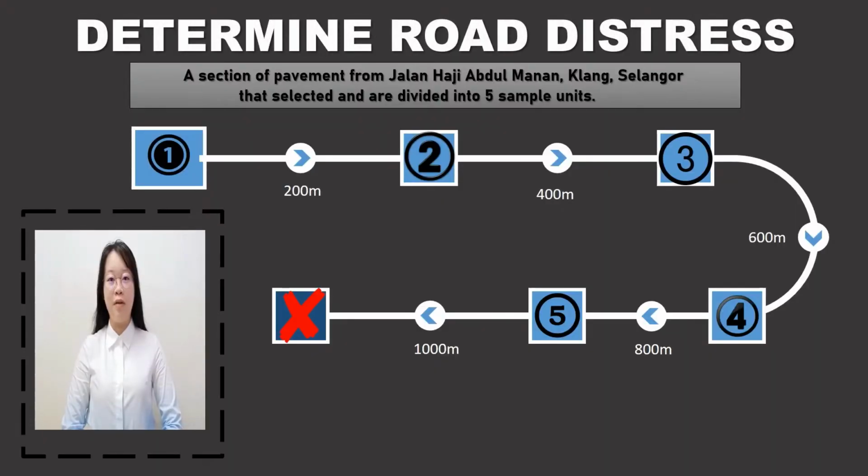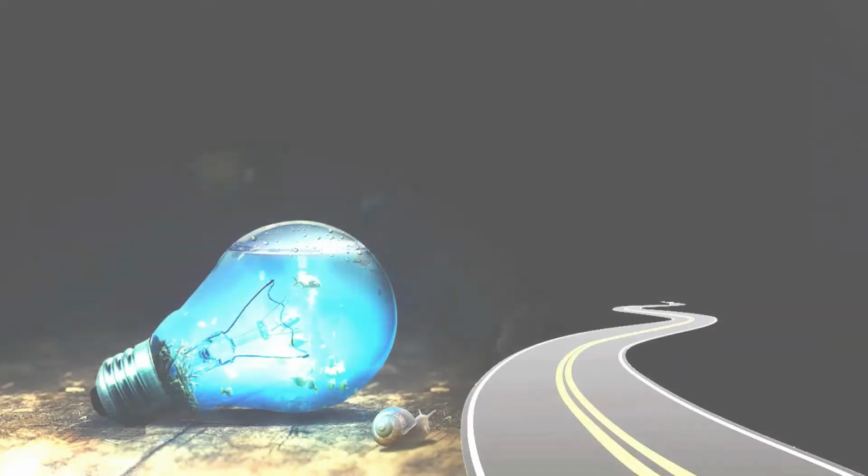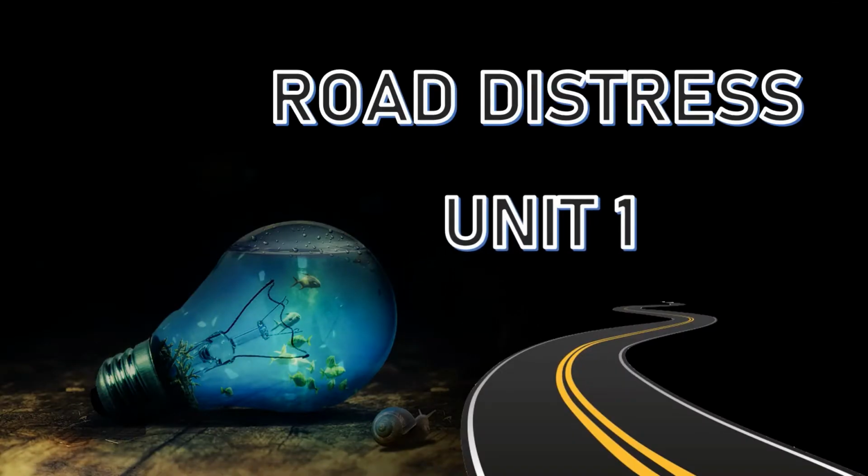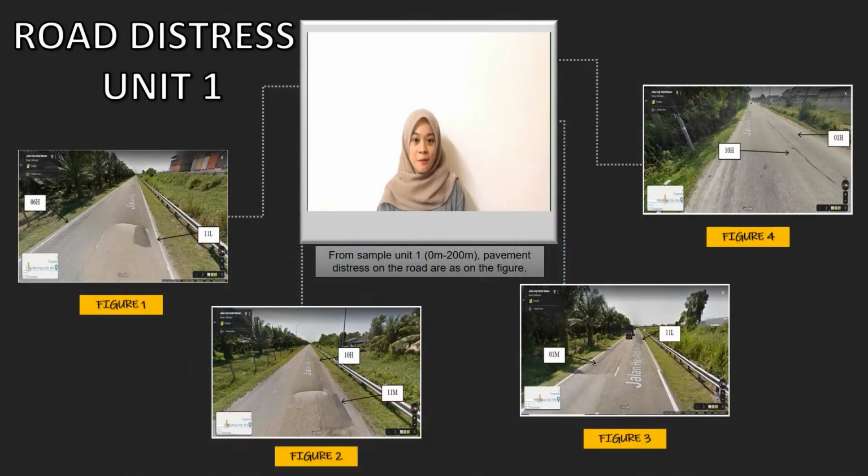A section of pavement from Jalan Haji Abdul Manan, Kelang in Selangor was divided into 5 sample units to determine the road distress. From sample unit 1, 0 meter to 200 meter, the distresses on the road are as shown in the figure.